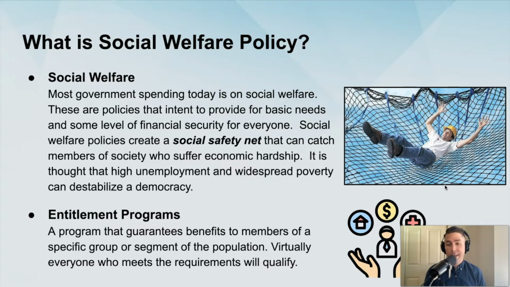We're going to look today in this video at a few different programs. We're going to call those entitlement programs. If you're entitled to something, that means it's yours. You should get it. You should receive it. An entitlement program is essentially a program that guarantees certain types of benefits to specific groups in our population. And if you meet the requirements, you're basically guaranteed to be able to participate in that program. So we're going to look at three entitlement programs in particular: Social Security, Medicare, Medicaid.